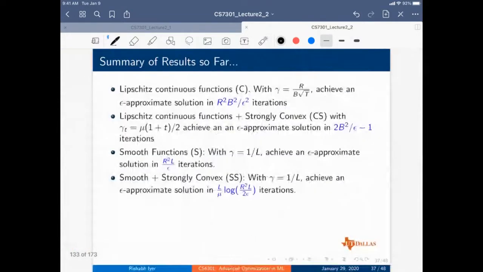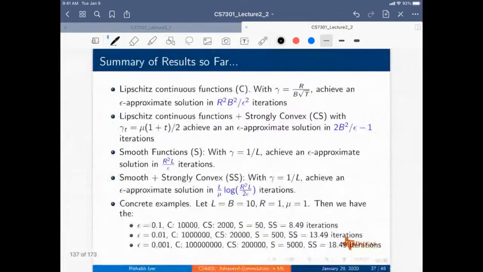So this is a summary of the results so far, right? So we have r square b square over epsilon square. We have in the Lipschitz continuous plus strongly convex case, right? So there's no Lipschitz smoothness. It's just Lipschitz continuity. We have 2b square over epsilon minus 1. So this somehow actually does not depend on r. So no dependence on r. Okay. The smooth case is r square L over epsilon, and the smooth plus strongly convex case is L over mu log 1 over epsilon. Okay. So again, these are examples.